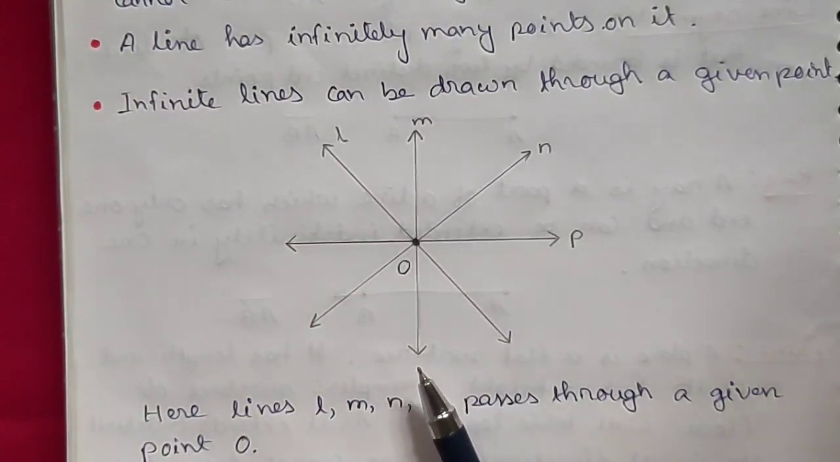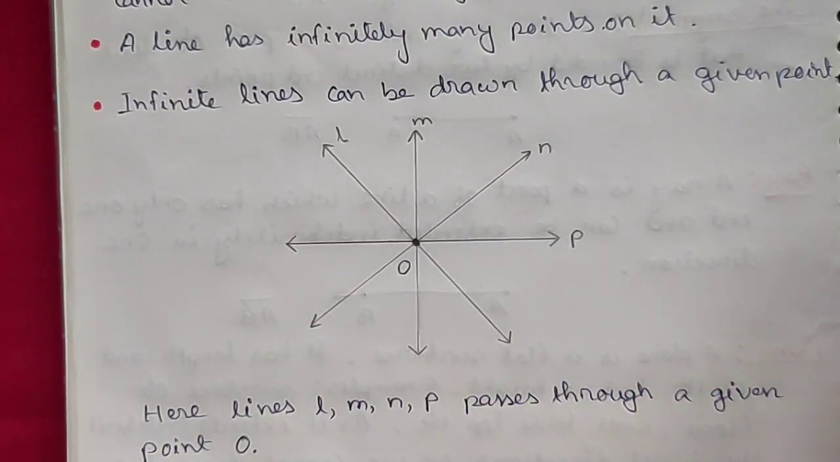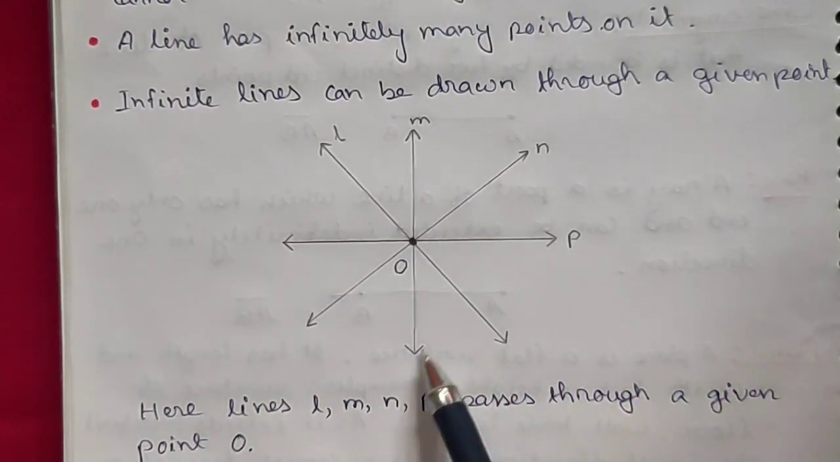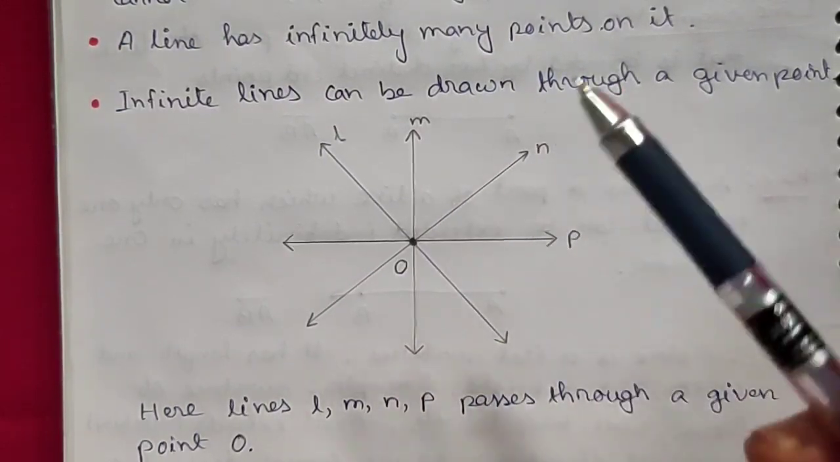So these pass through the same point. You can also try at home. You can draw a point and then draw an infinite number of lines. Or we can draw more lines like this, through this side, through this side. When two or more lines like this pass through the same point, then the lines are known as what?